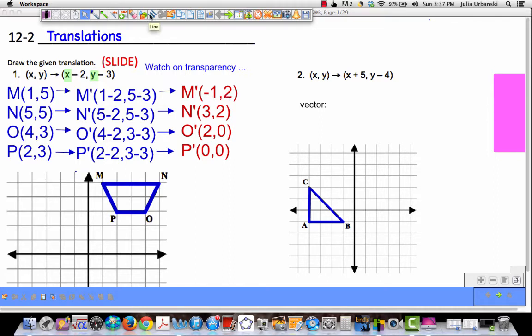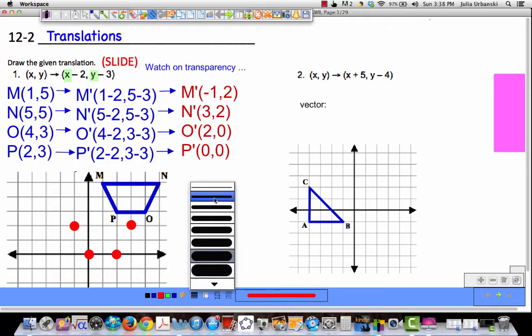So I'm going to take that and graph it right here. M prime is going to be negative 1, comma 2. That's my M prime right there. And then N prime, I did 5 minus 2 is 3. 5 minus 3 is 2. So I graphed that point at 3, comma 2. That's N prime. O prime came out to 2, 0. And P prime came out to 0, 0. So that's what our new image is going to look like.